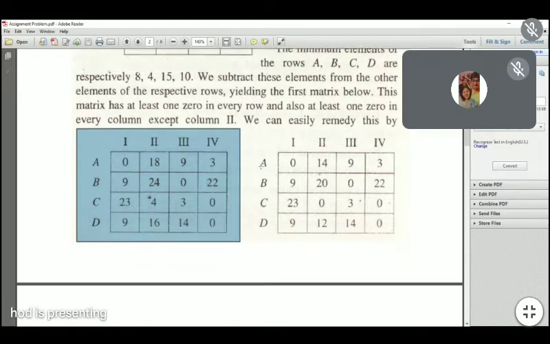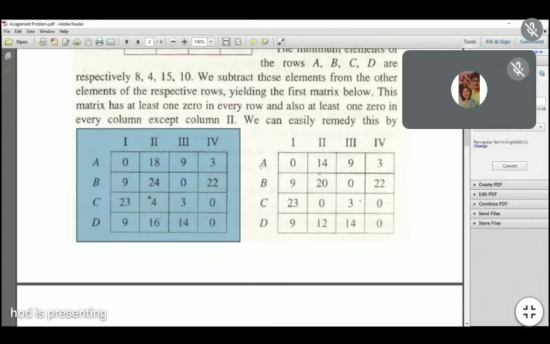Okay. This is step 1. Is everyone okay with this? Yes, ma'am. Okay. Now, step 2. Simple. Repeat the process for columns.